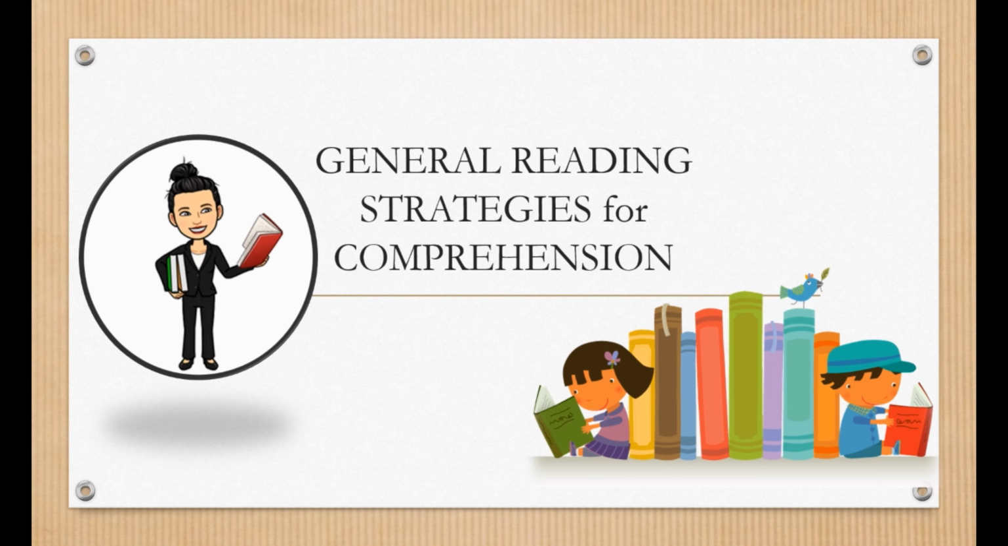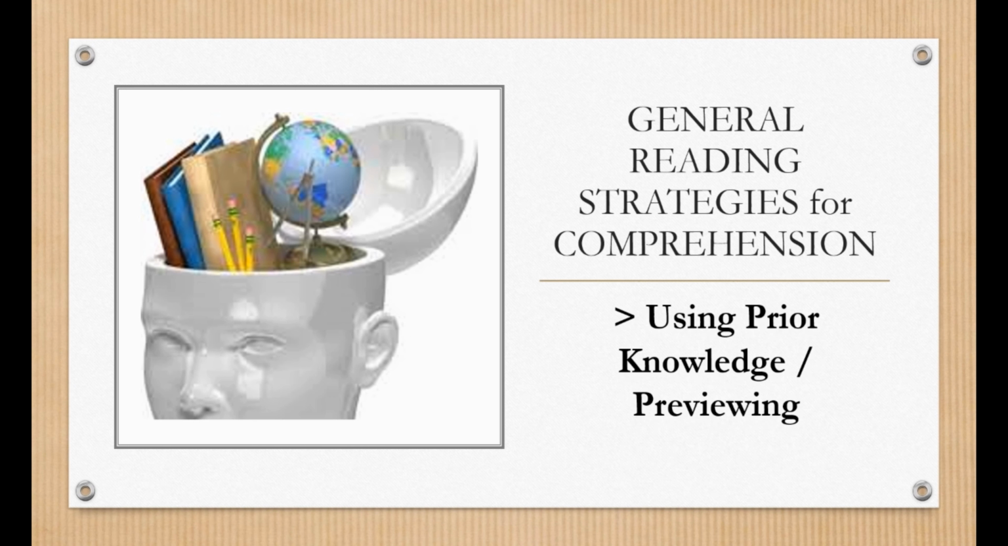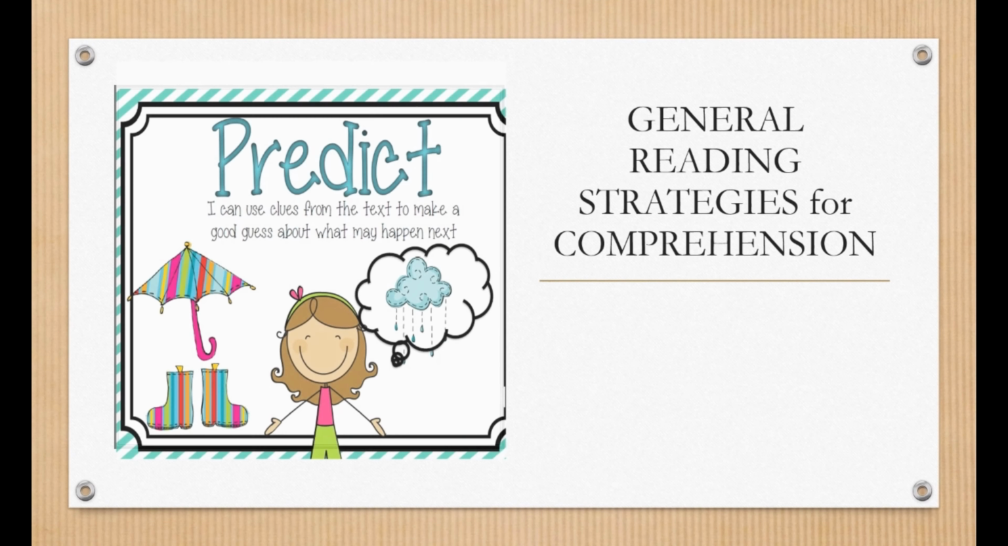Using prior knowledge in previewing. This refers to your prior knowledge about a certain topic. This is what you've learned in previous grades, either in the books, TV, or in conversations with your families and friends. Predicting. This refers to your ability to guess what will happen next. Your basis is based on the information that you gained from the text.